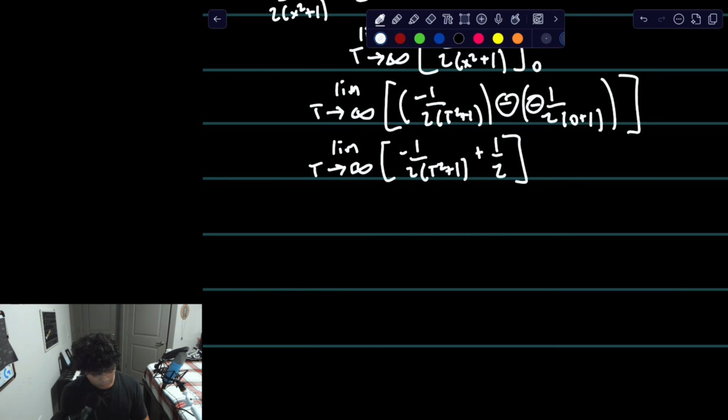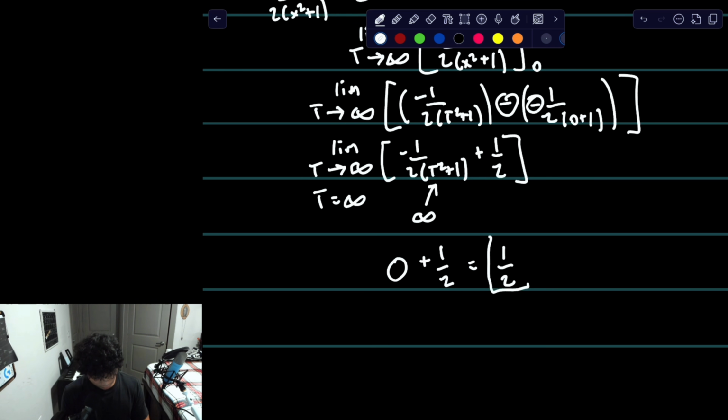And how I like to look at this limit is t equals infinity. So when we set t equal to infinity, the fraction is basically 0 at that point. So then this just ends up becoming positive 1/2. And you could add the 0 in front if it helps, but overall, the answer is 1/2.